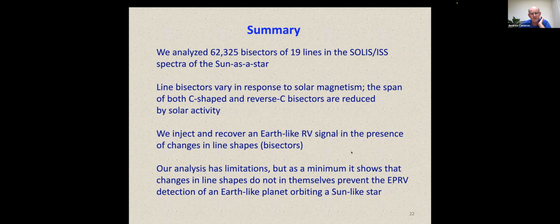Is there anything that SOLIS ISS can do in order to quantify that effect? I know you mentioned that there was a bit of difficulty establishing the zero point, but is that something that you think might be doable?